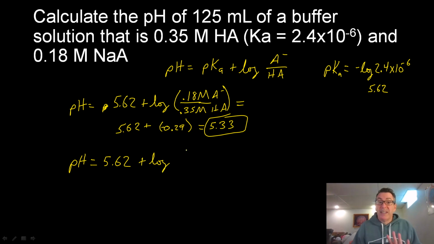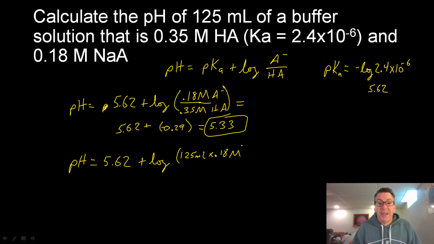plus the log of. So instead of just the concentration, I would take the volume times the concentration, especially if I was mixing two different solutions. So I would take the volume of the acid times the concentration of the acid, and the volume of the conjugate base times the concentration of the conjugate base. In this case, they both happen to be in 125 milliliters of solution.